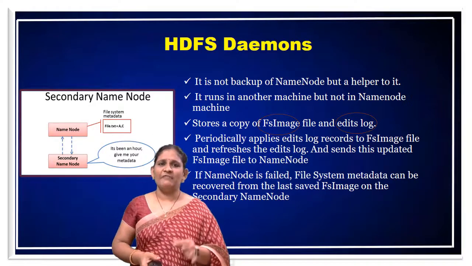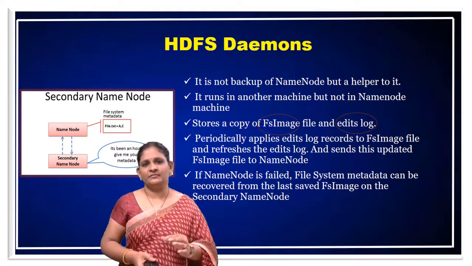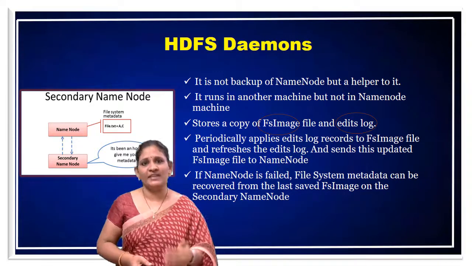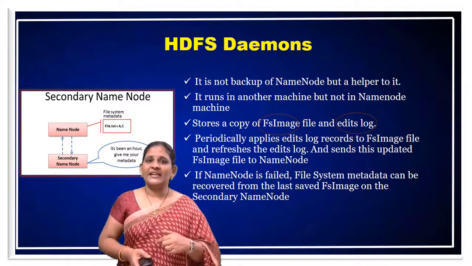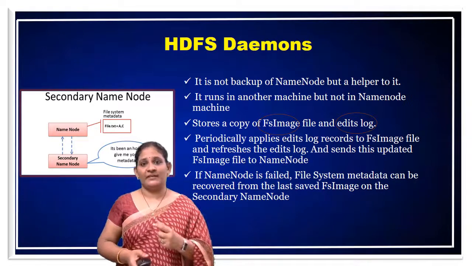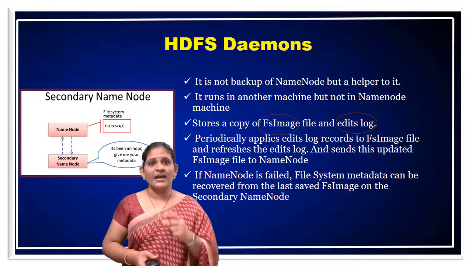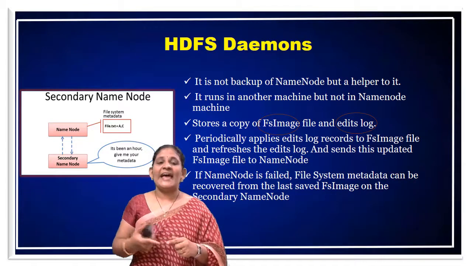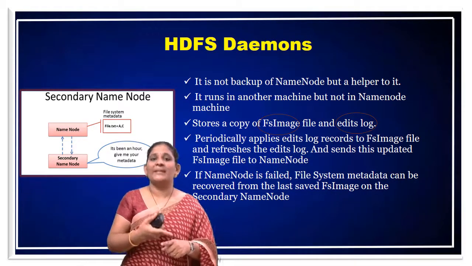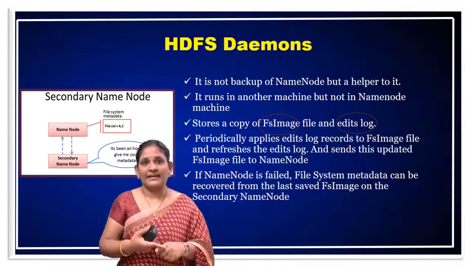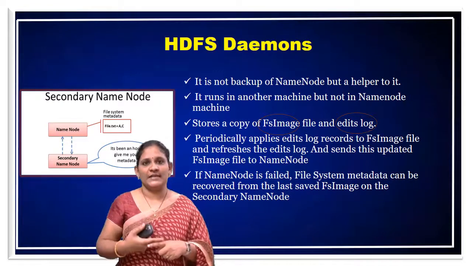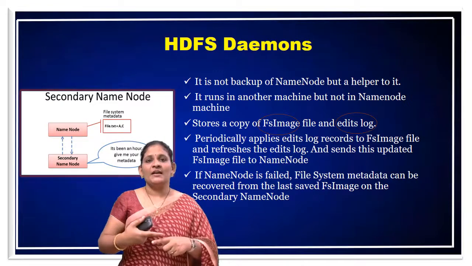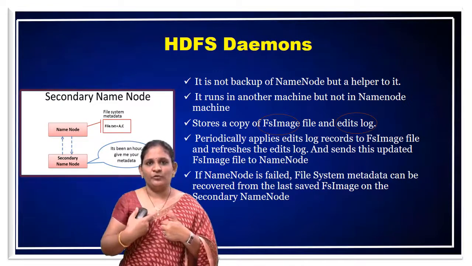Okay, students, whenever a name node fails, whenever that master machine crashes, the secondary name node will be holding the FS image file. That can act as a backup of the metadata. But students, there is a flaw in this, there is a problem actually.